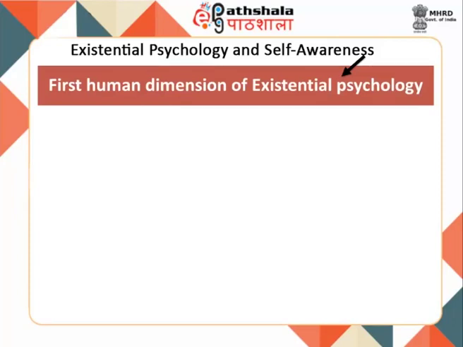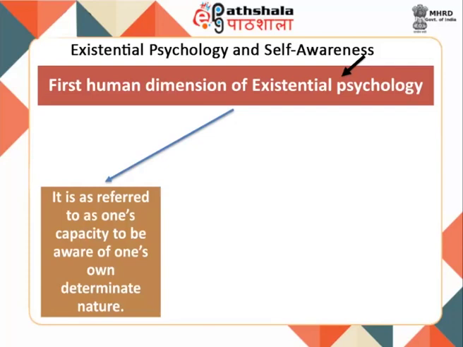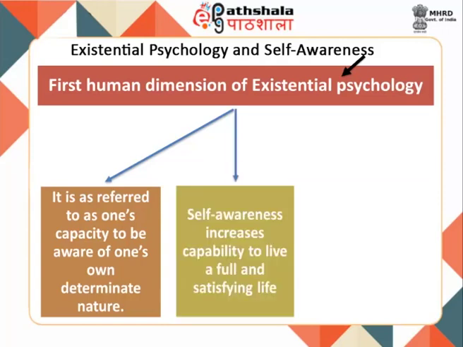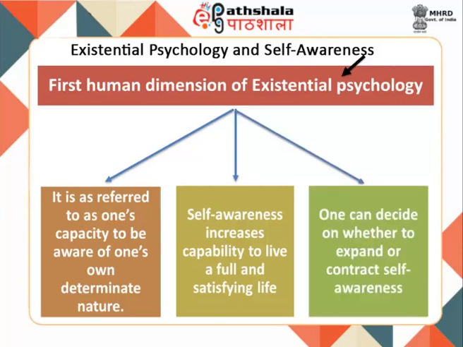Existential psychology and self-awareness. The first human dimension of existential psychology is known as self-awareness. It is referred to as one's capacity to be aware of one's own determinant nature. According to Theory and Practice of Counseling and Psychotherapy, 8th edition, written by Gerald Corey, published by Thomson in 2009, it assumes that if one is more aware of oneself, then there is more likelihood for that individual to expand and be free. Self-awareness increases capability to live a full and satisfying life. One can decide whether to expand or contract self-awareness. Consciousness of self permits understanding of alternatives, motivations, and development of personal goals.